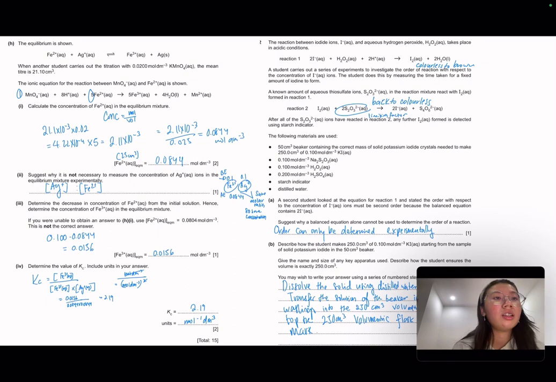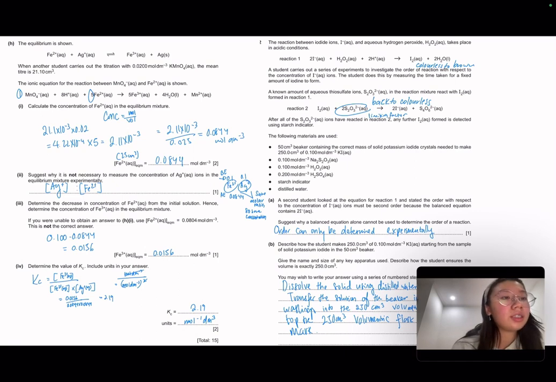starch indicator. Okay, the following materials are used: a 50 cm³ beaker containing the correct mass of solid potassium iodide crystals needed to make... They'll probably ask, how are you going to make that solution? Okay, 250 cm³ of 0.1 mol dm⁻³ KI, 0.1 mol dm⁻³ of Na2S2O3, the same concentration for H2O2, 0.2 mol per dm³ of H2SO4, your starch indicator, distilled water.